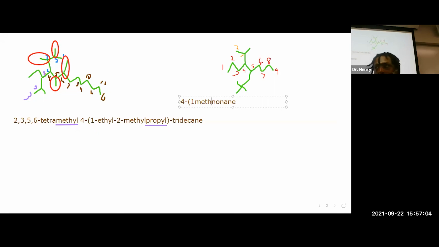1 methyl ethyl. It sounds like a joke. Okay. Then five, 2, 2. Dimethyl. Propyl.